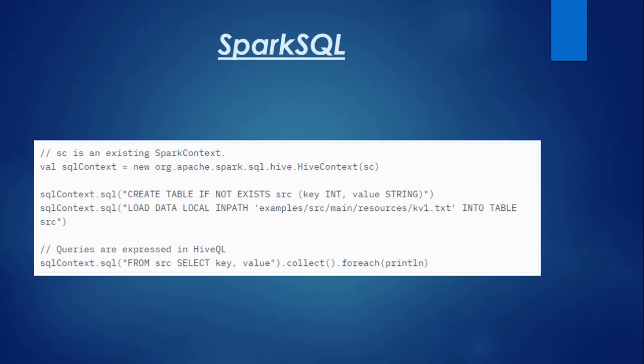Spark SQL. It is a Spark component that supports querying data either via SQL or via the Hive query language. It originated as the Apache Hive port to run on top of Spark in place of MapReduce and is now integrated with the Spark stack. In addition to providing support for various data sources, it makes it possible to weave SQL queries with code transformations, which results in a very powerful tool. Below is an example of a Hive compatible query.